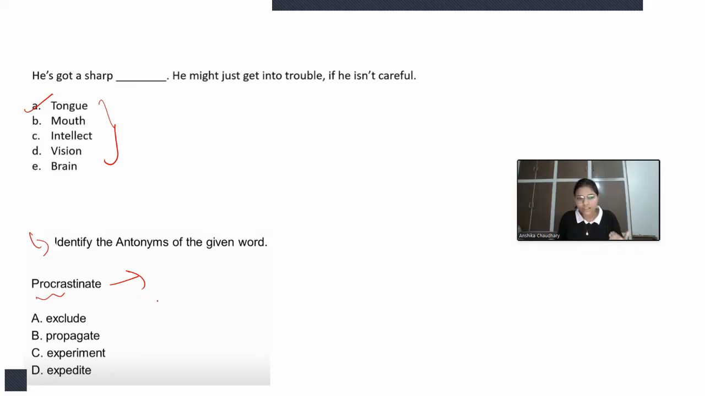So the antonym of procrastinate will be expedite. Expedite means to do something instantly, right? Like in a hurry, just jaldi se kar do. That's the meaning of expedite. And explode is not having something, not including something. Propagate is to plant a new tree from the parent, right? This is something called propagate. And experiment, you all know, like doing practicals, doing experiments. It is all clear, all set, right? So the answer is expedite here.